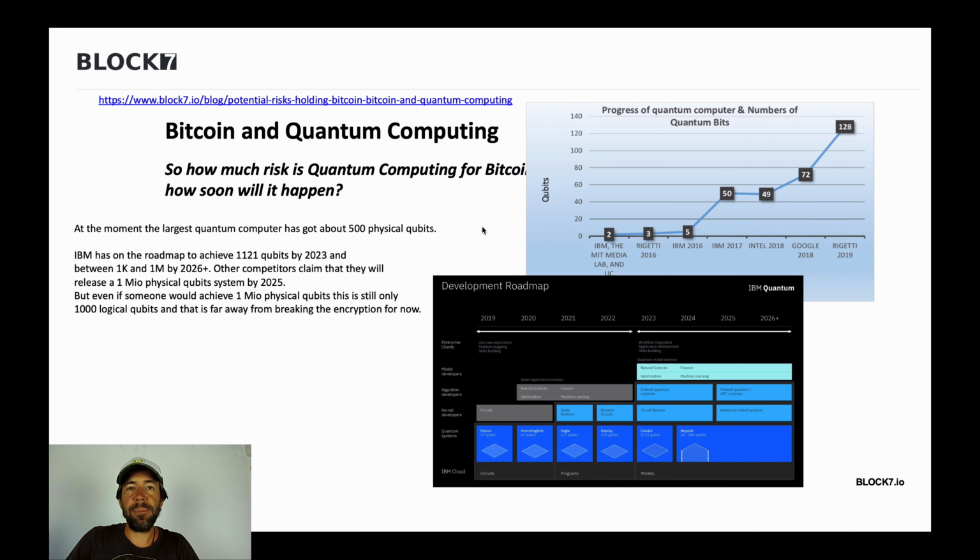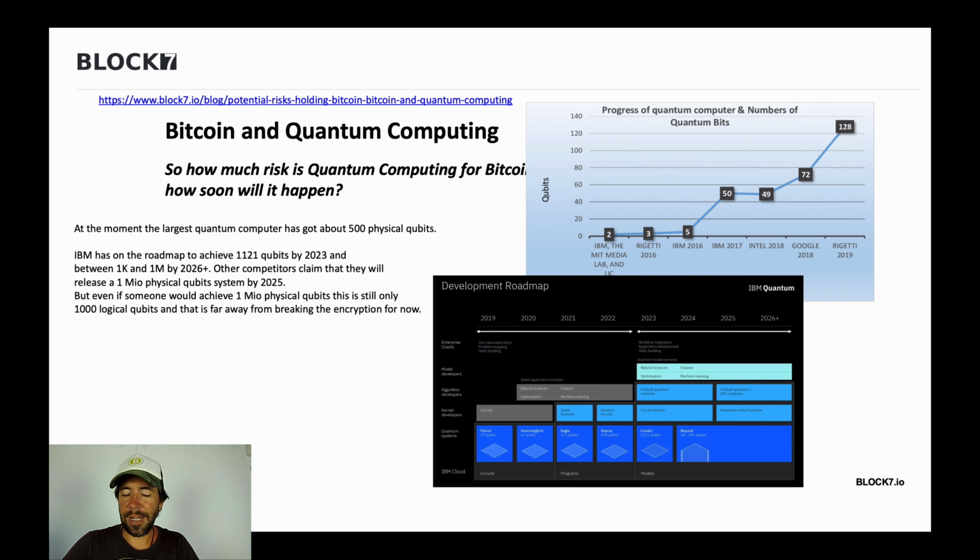And on the roadmaps from IBM, for example, you find that they want to achieve 1K to 1 million qubits, which is very broad, you know. Is it 1K or is it 1 million? And you find competitors that are actually saying they will achieve over 1 million by 2025. So we will see what they can achieve. It grows so fast and it's very hard to do, we have to see.